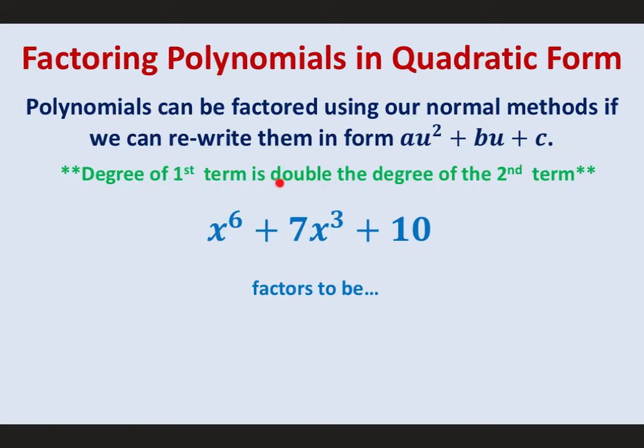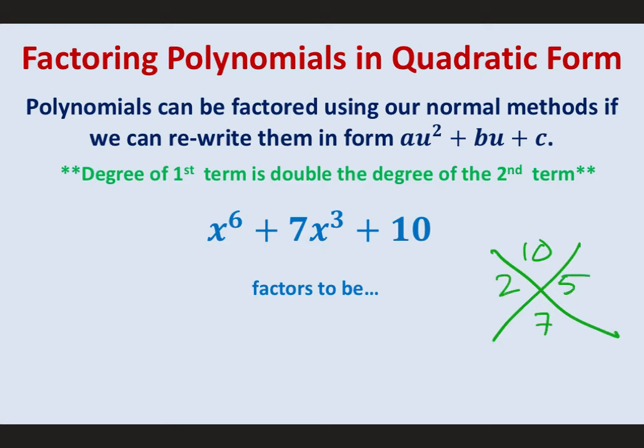So as long as the degree of the first term is double the degree of the second term, we can do this like a normal diamond problem. So here's what we would do. The degree of the first term is 6. The degree of the second term is 3. Well, that means we can factor like normal. So we'll go ahead and do our normal diamond problem. What multiplies to 10 and adds to 7 is 2 and 5.